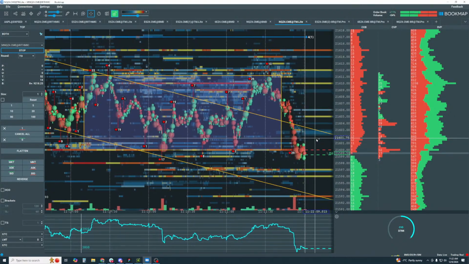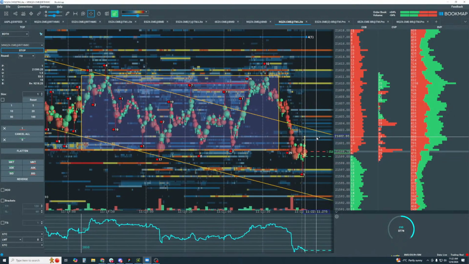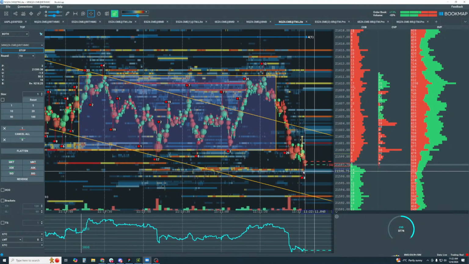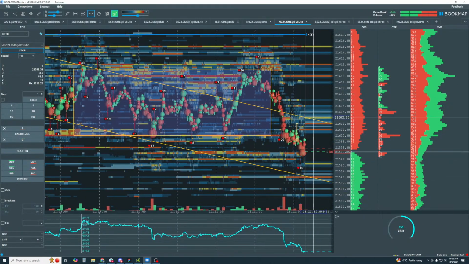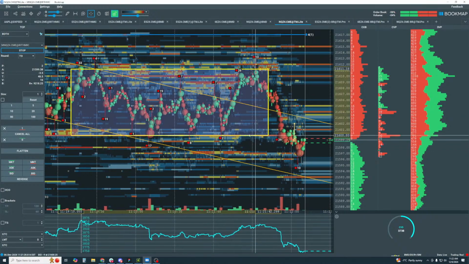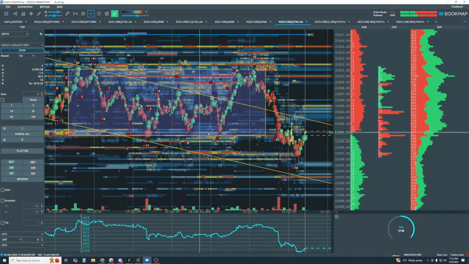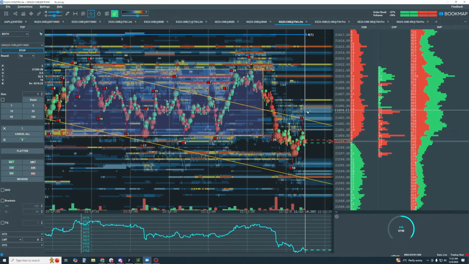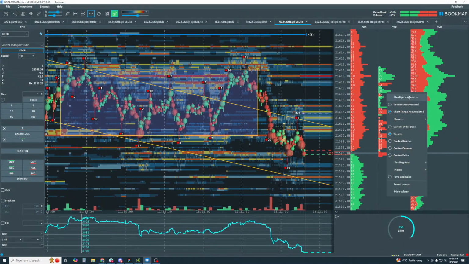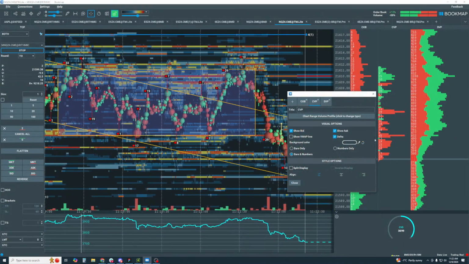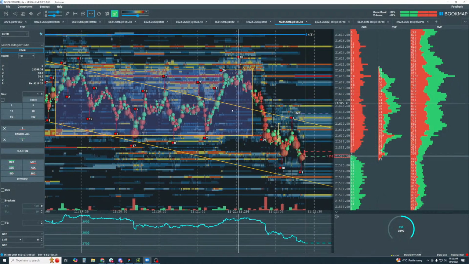Now this is a European close coming up too, so let's be careful about that. Oops, I hit that twice by accident. Okay, so now we're outside of that range, and we're looking to go back into the range, and then maybe up into here. And let me actually configure this to regular chart.